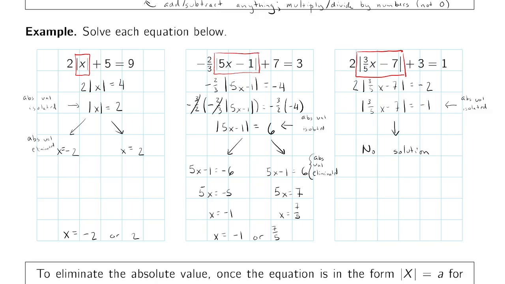Now, there's a general pattern here to when we're going to have no solution, when we're going to have exactly one solution, that's when we have absolute value equals 0, when we're going to have two solutions. But I really encourage you to not memorize the pattern I'm about to show you. Instead of memorizing that pattern, just think about the properties of the absolute value every time you get to the point of eliminating it.